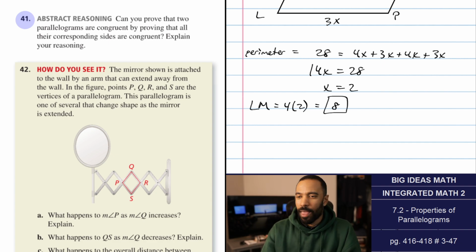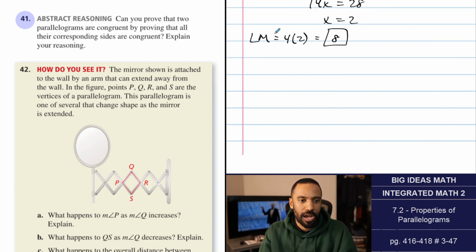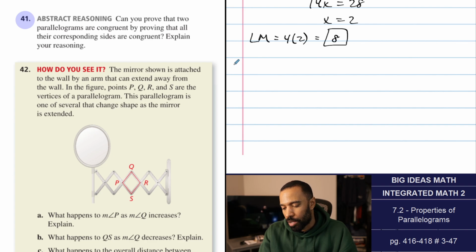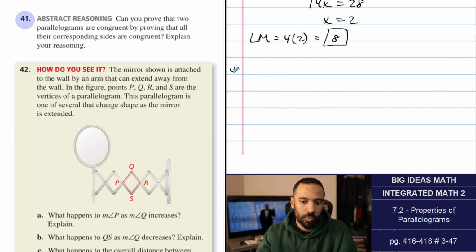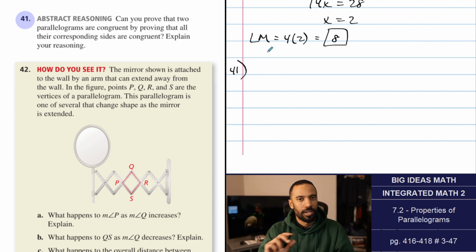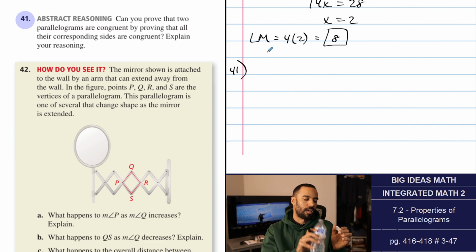Okay, 7 more. Abstract reasoning. Can you prove that 2 parallelograms are congruent by proving that all their corresponding sides are congruent? Explain your reasoning. No. Triangles are unique in that way, but the angles can bend in certain ways to not make that be the case. That all their corresponding sides are congruent. No.